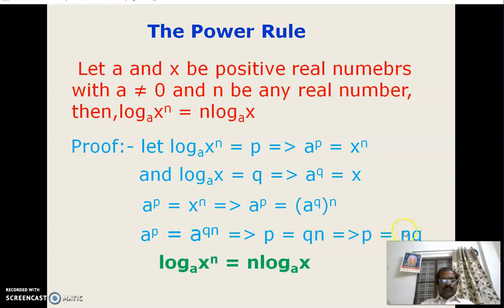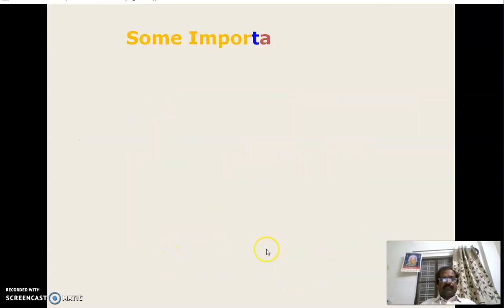So p is equal to, already in the proof we have taken, p is equal to log x to the power of n to the base a, which is equal to n into q. q is equal to log x to the base a. So log x to the power of n to the base a is equal to n into log x to the base a. This is the third property of the logarithms.